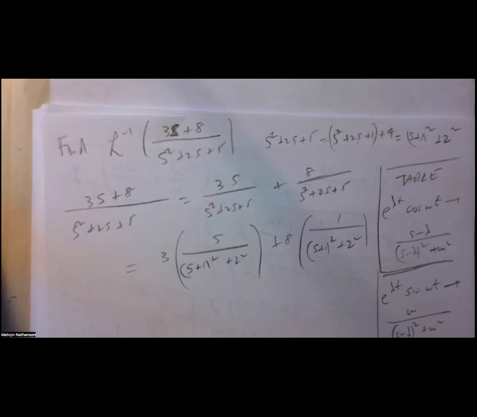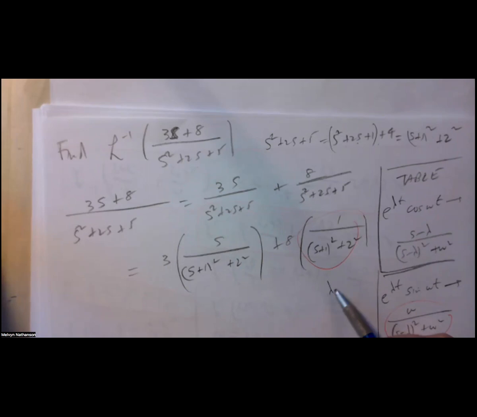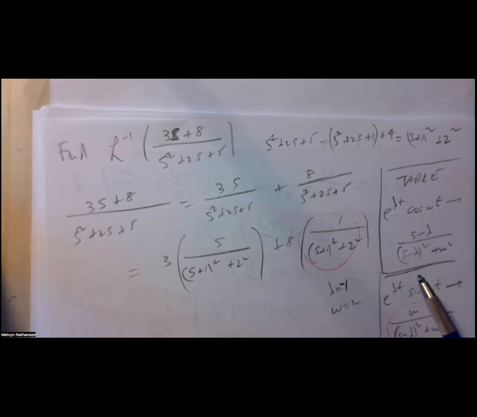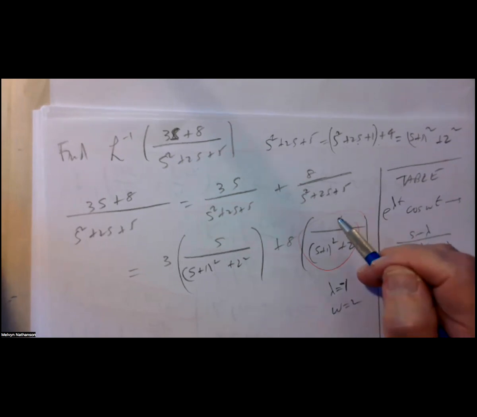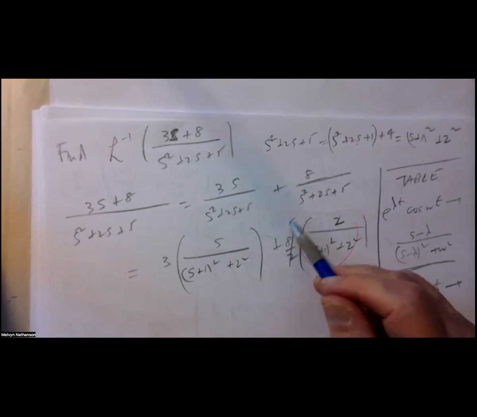So now let's compare this with this. So if I let lambda equal minus 1, so then s minus lambda is s plus 1, and I let omega equal 2. So this is like s minus lambda squared plus omega squared, except I need an omega in the numerator. So I would like this to be 2, so I can multiply by 2 and divide by 2. 8 over 2 is just 4.